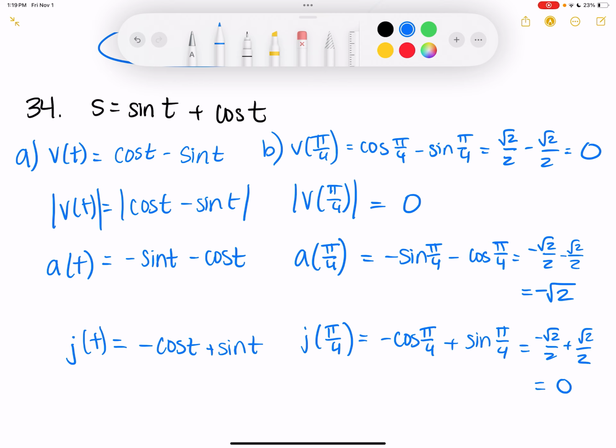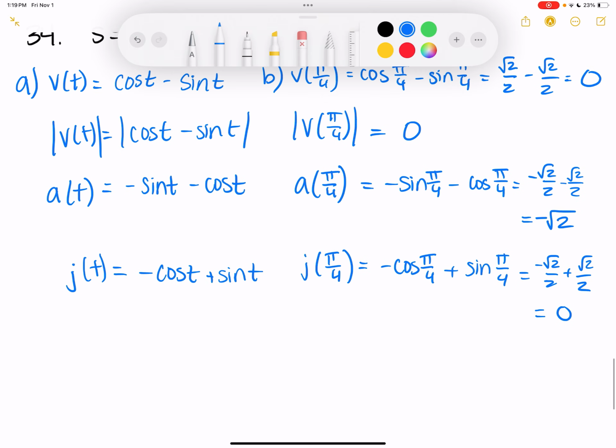Truthfully, I'm not 100% sure. Couldn't tell you. I just know what it is mathematically.